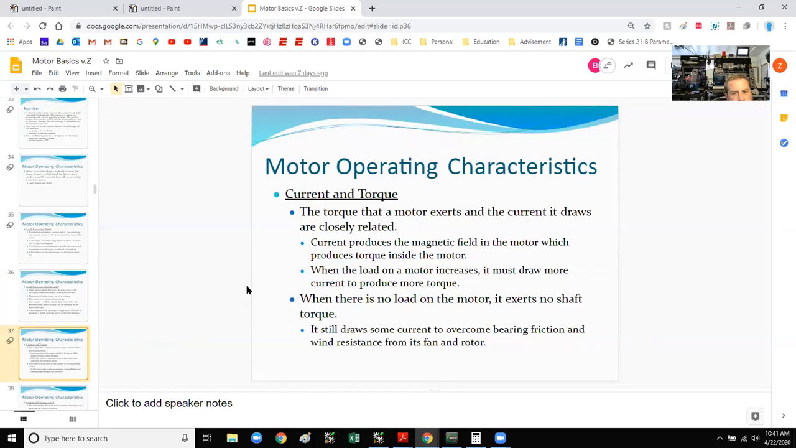Keep reading, come up with an answer together. Okay, if there's no load, there's no shaft torque. So that means the load goes up, then. Okay, so torque is the one that goes up. And then current would have to go up too if they're closely related. Bingo. Say that one more time. Current and torque.